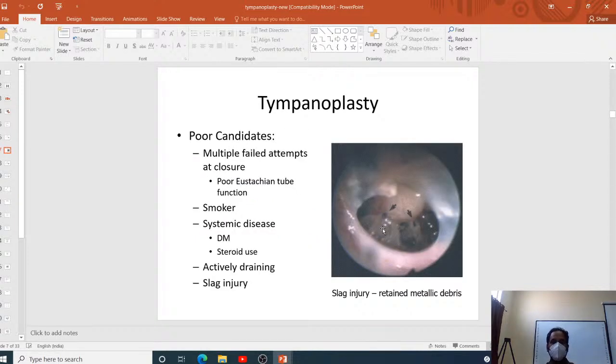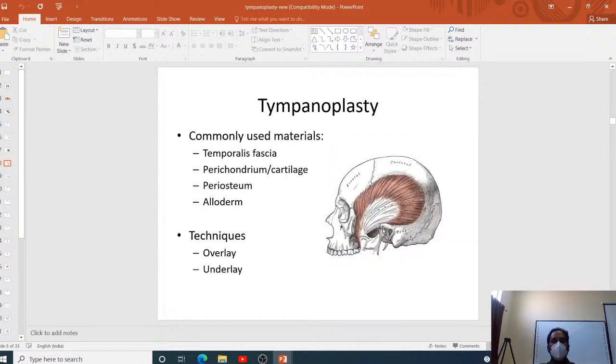even if you repair the tympanic membrane, the middle ear pressure is not maintained, and then again the tympanoplasty surgery fails. The poor candidates for tympanoplasty are those with multiple failed attempts at closure, patients with poor eustachian tube function, smokers, systemic diseases like diabetes mellitus and steroid use, actively discharging or draining ears, and any slag injuries. The word tympanoplasty means repair of the tympanic membrane, so you need to close the perforation. What are the common materials used to close the tympanic membrane?